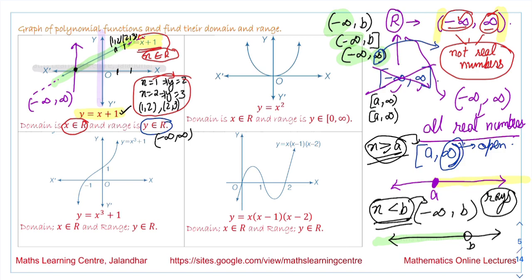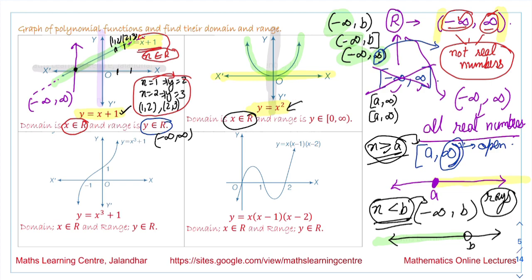Next we have the polynomial function y is equal to x square. When we draw this function, this is the x-axis, this is the y-axis. If we plot this function, this is the graph of y is equal to x square. So the domain of this function: what values of x can you substitute over here? That is the domain of this function.